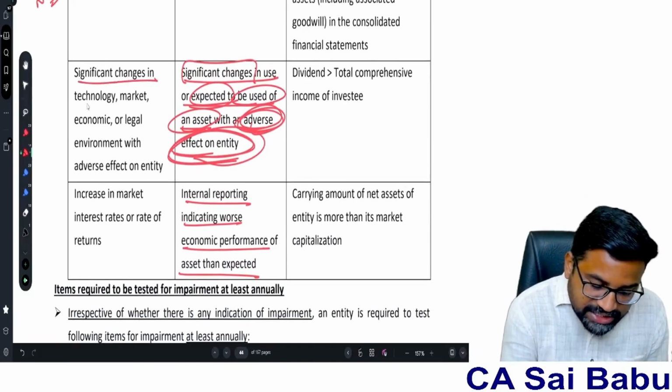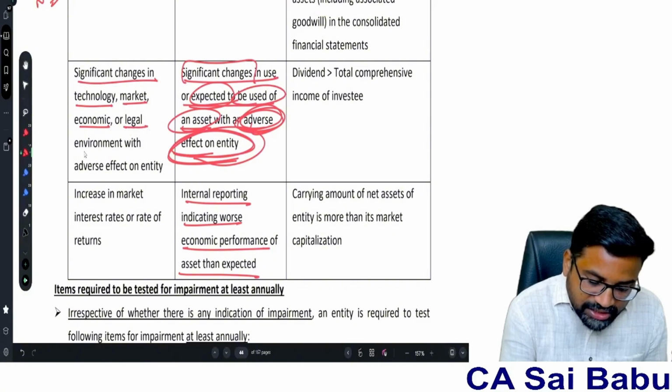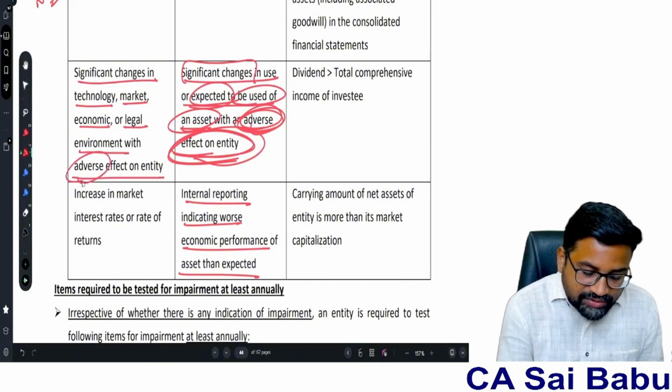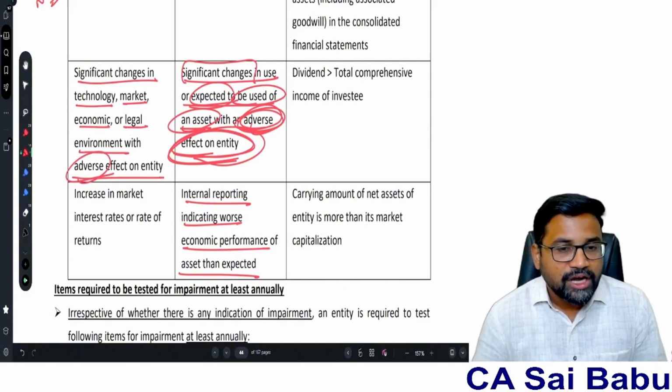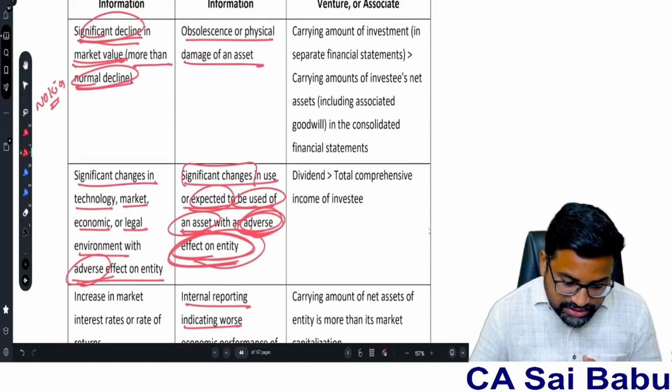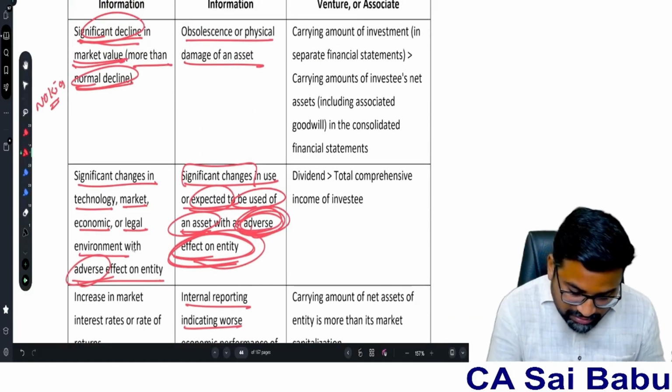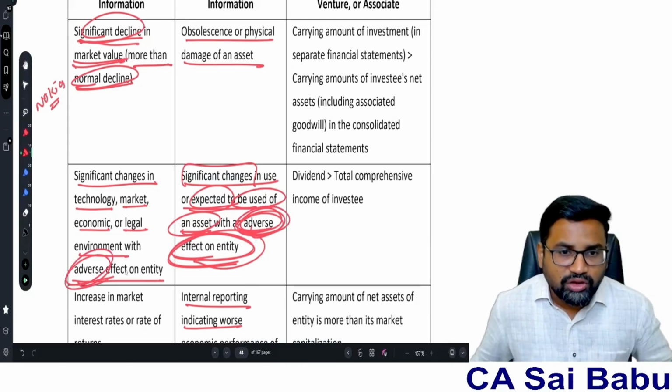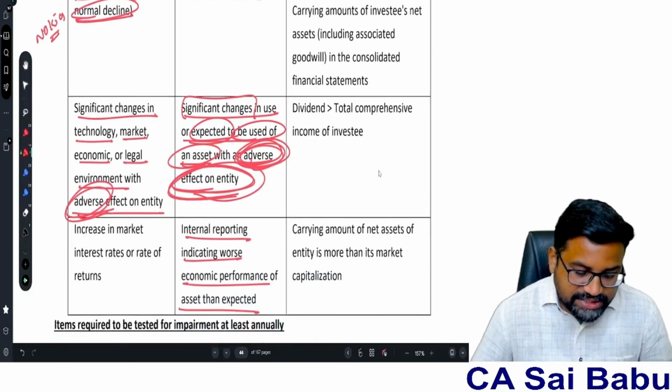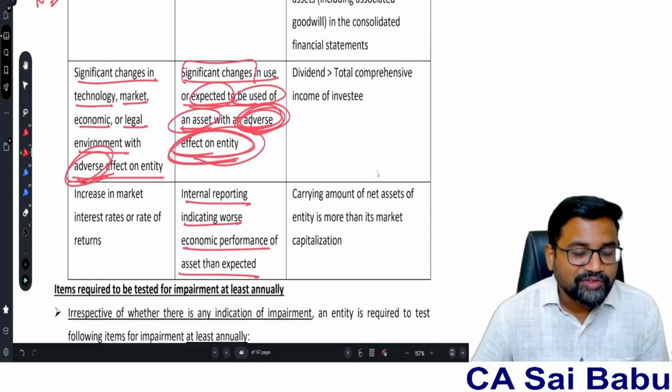Similarly, any significant changes in the technology, market, economic, legal environment with adverse effect on entity. Of course, in all these cases you need to see adverse effect only. Then only you can book the loss. So significant changes in technology, market, economic or legal environment.